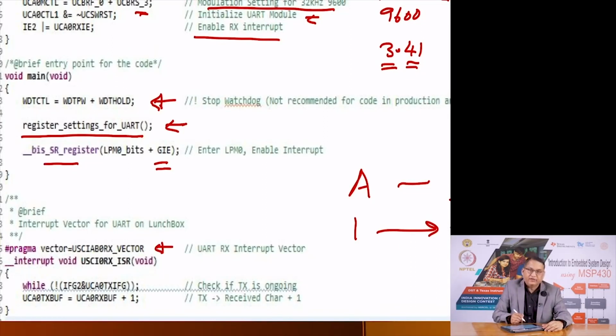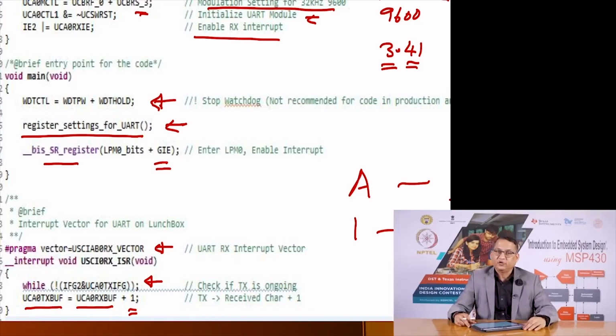In that receive vector, we are waiting that we have received a byte, but since we want to increment and transmit it, we want to make sure that the transmit buffer is available. So, wait if the transmit buffer is not available. Once that is available, you simply write into the transmit buffer the value that you get from the receive buffer plus 1. This is the entire code. I strongly recommend that you build and download this code into your MSP430 lunchbox.